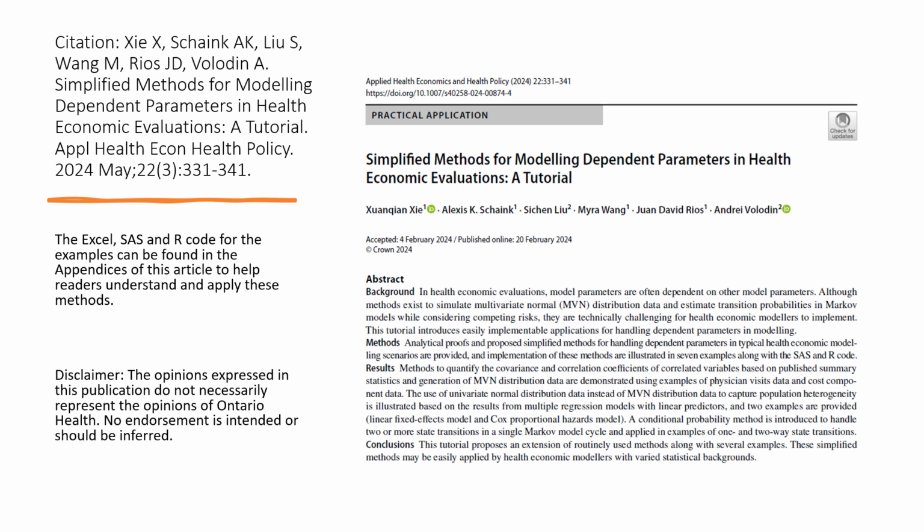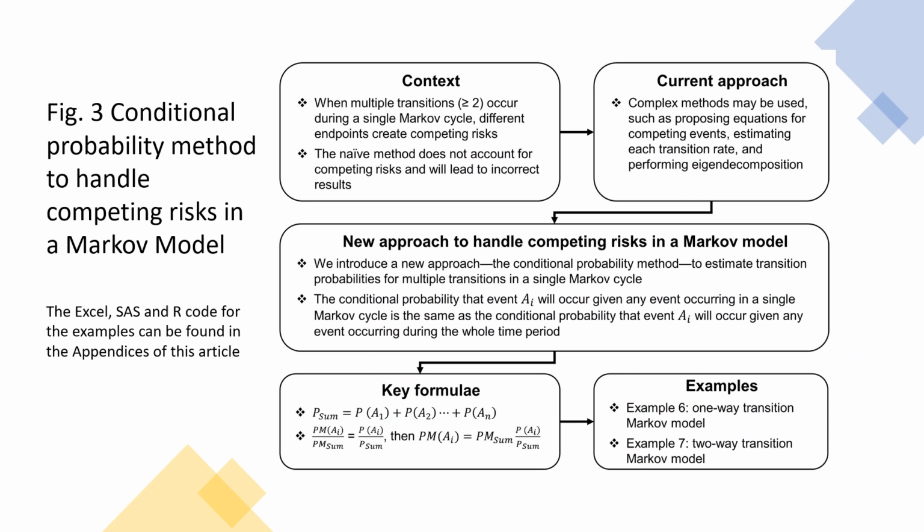I thank my co-authors. In a Markov model, the probability of transitioning from one state to another is called transition probability. A conditional probability method is proposed for handling two or more state transitions in a single cycle in a Markov model along with two examples.